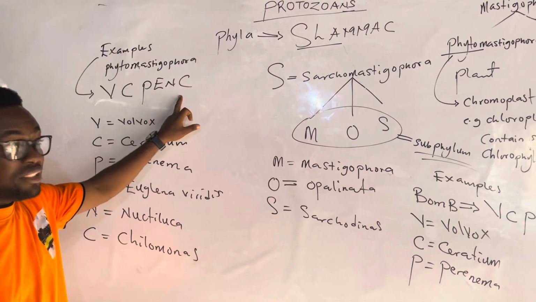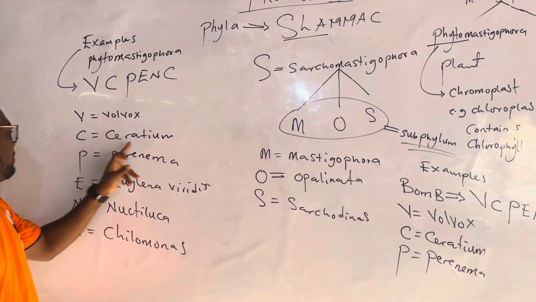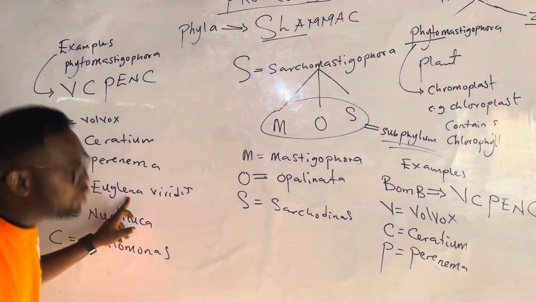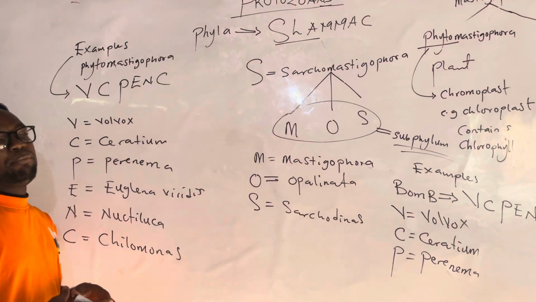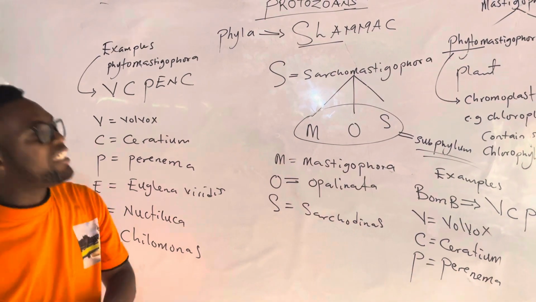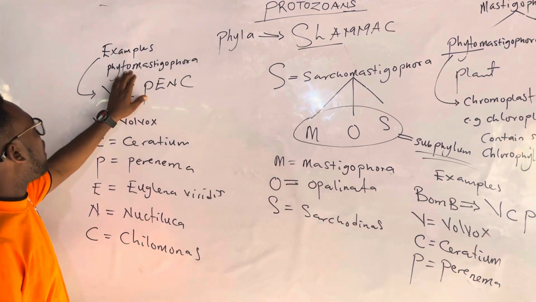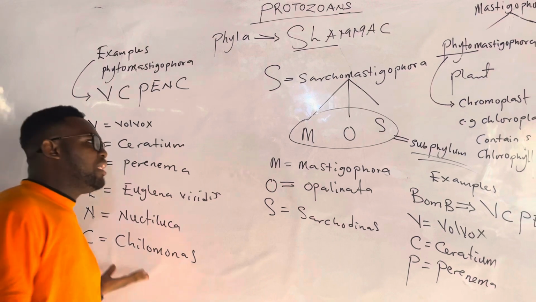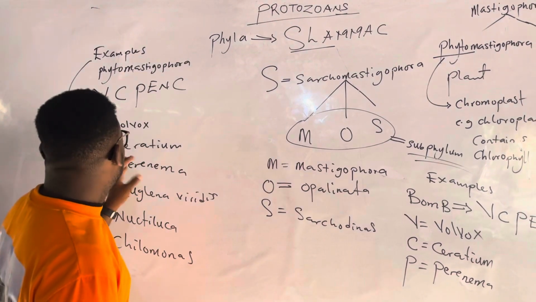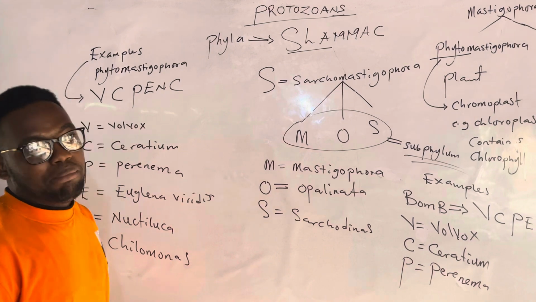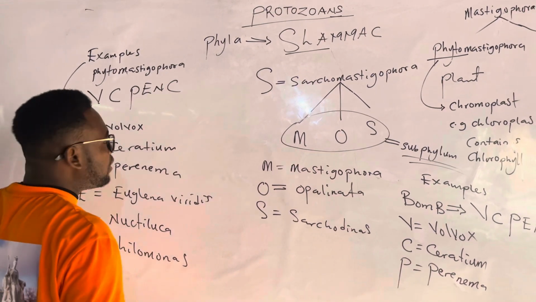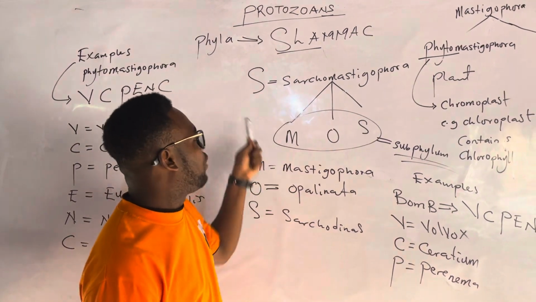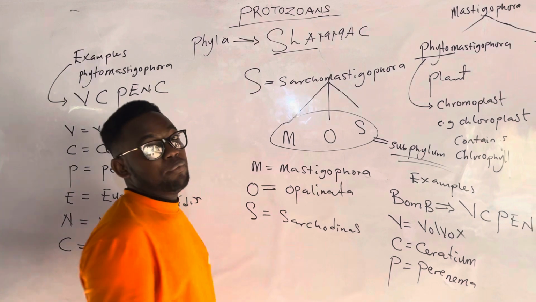I say VC pencil. V stands for Volvox, C stands for Serratium, P stands for Peranema, E stands for Euglena viridis. Of course, from secondary school, we learned that Euglena viridis have both animal-like and plant-like characteristics. So it is also a Phytomastigophora. Noctiluca is there, and finally Chilomonas. These are examples of what now? Phytomastigophora. Please do wait to pause the video and copy out everything you need, because from time to time I'm going to rub off the board to continue.